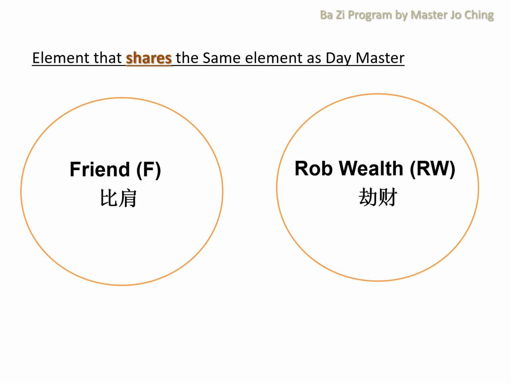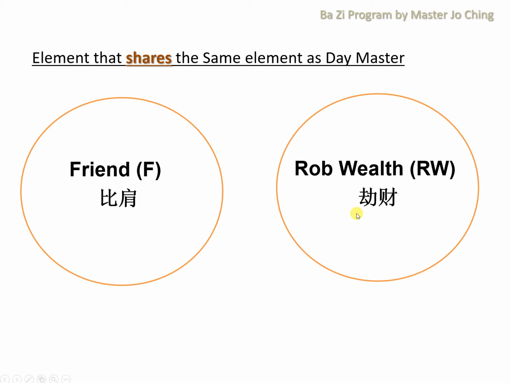In Bazi, the element that shares the same element as the day master, regardless of whether yin or yang, is given a collective term known as friend or self star. In this case, if you want to drill in further in terms of polarity, okay, the friend star can be either the friend, 比肩, or the rob wealth, 劫财.